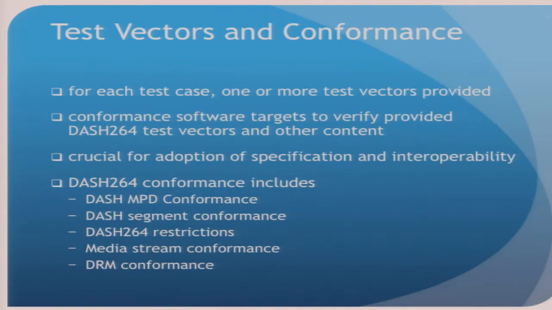Test vectors and conformance. There's crucial work that for each test case, there are one or more of these test vectors being provided. And then the conformance software targets verifying that it passes, that it meets the criteria for what is supposed to be tested there. Conformance includes testing that the MPD is conformant, the segment formats are conformant, the restrictions that come from DASH-264 are being enforced, the media streams themselves are conformant, and the common encryption, the DRM, is conformant.